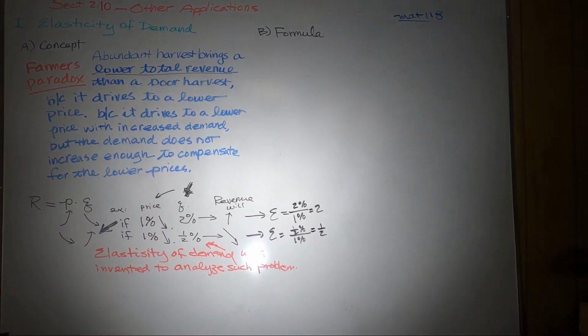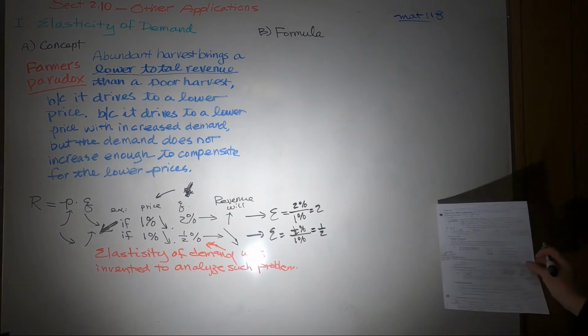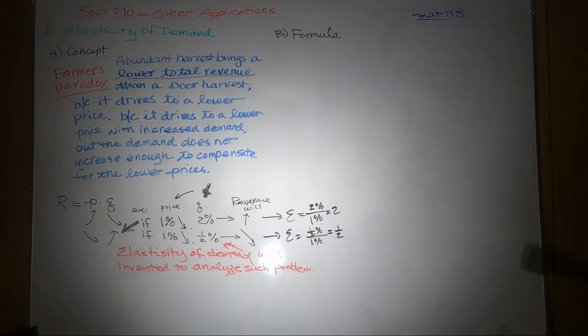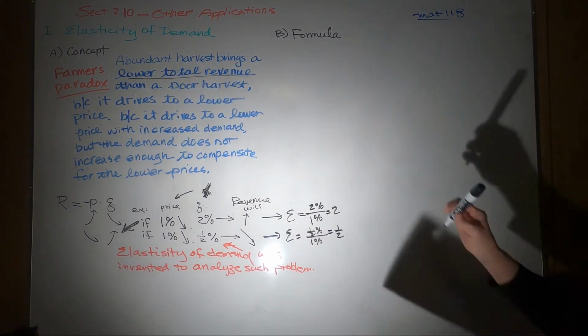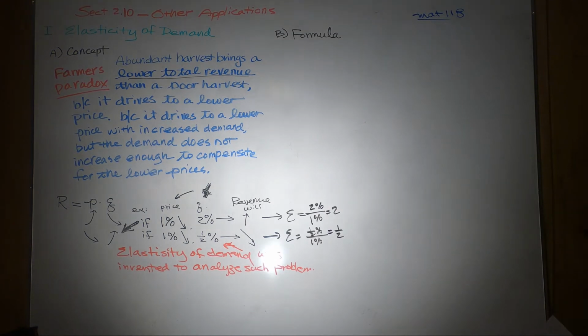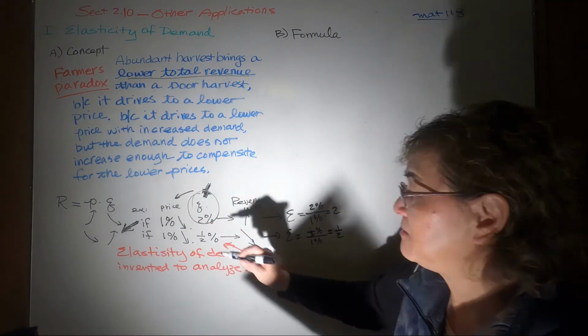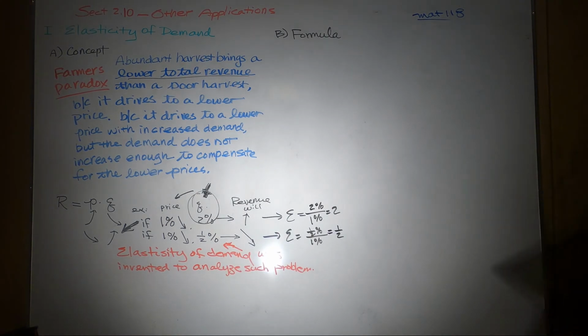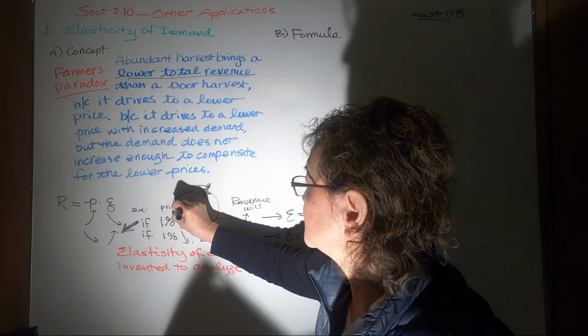Okay, so let's look at your page 59, in the middle, for the formula, and see how elasticity of demand is developed. It says elasticity of demand is a measure of how demand reacts to the price change.